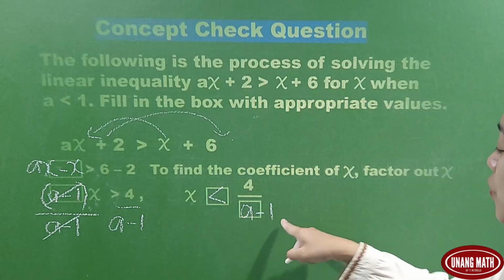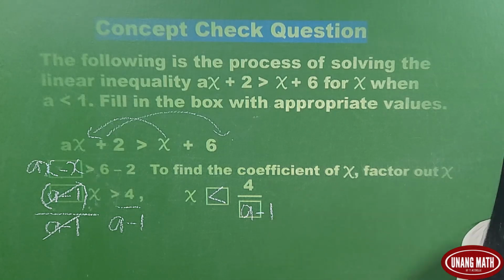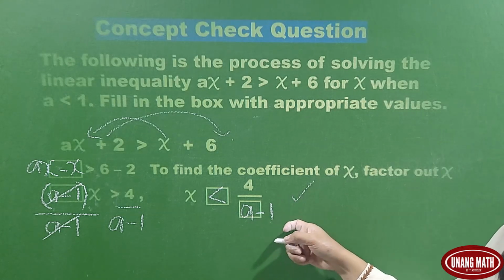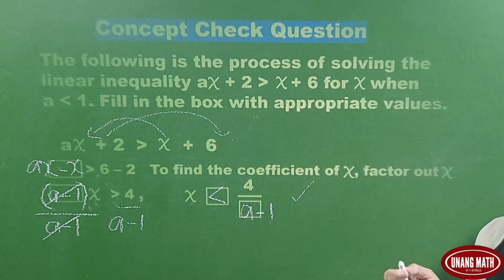4 over a minus 1 cannot be simplified anymore. So this is now the answer. Or 4 over a minus 1 cannot be factored out already. So this is now our final answer.